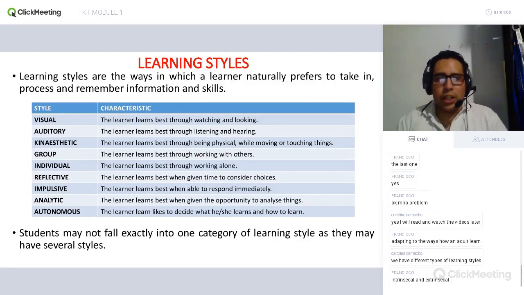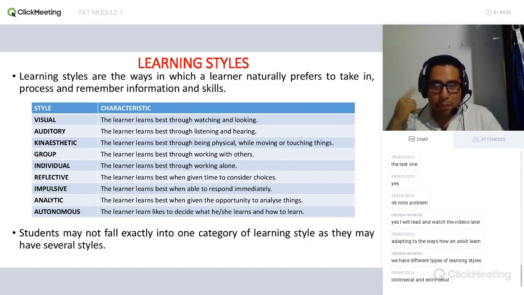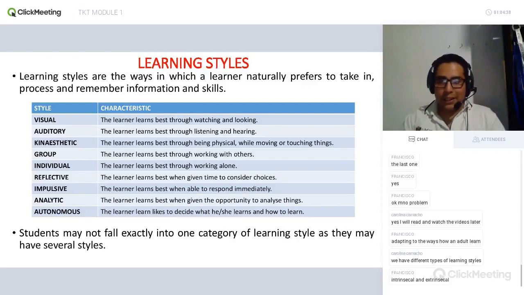Visual: the learner learns best through watching and looking with the eyes. Auditory: the learner learns best through listening and hearing. I have many students like that, and I'm very surprised whenever I ask something and I see that they are not paying attention to me, but I ask them and they answer. That's how I realize that they are auditory, because even though they are not paying attention to what I'm writing, they are listening and learning by their ears. So that's something good, right?